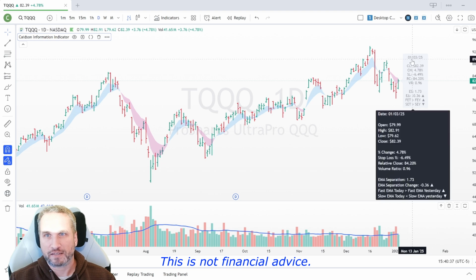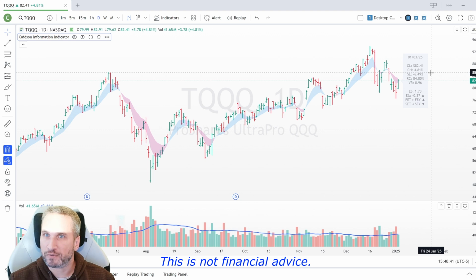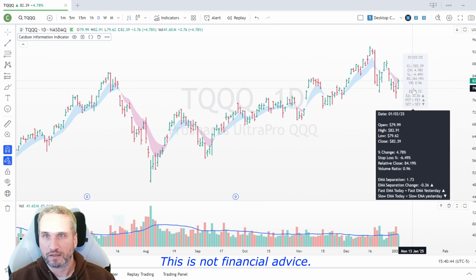So this has the day's date, the closing price, and I'll just show the tooltip too so you can see what it's doing here. The change, the percentage change for the day, a suggested stop loss based on average true range. We can get into that another time.